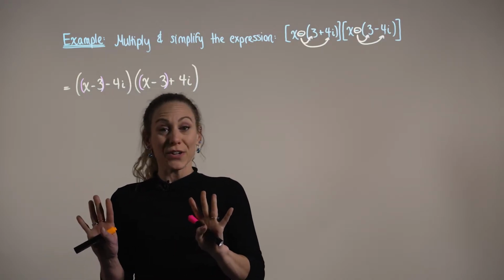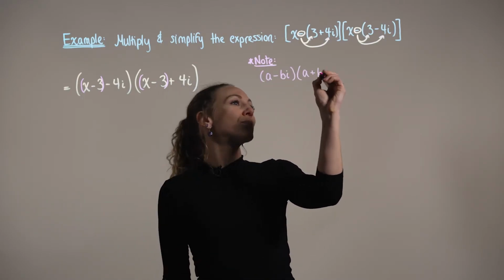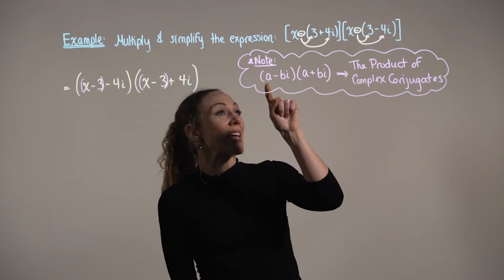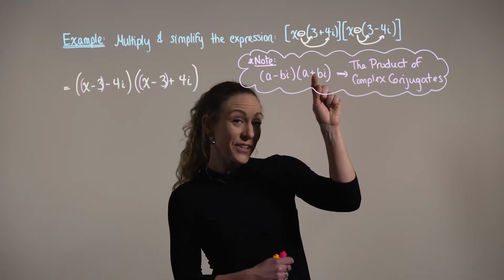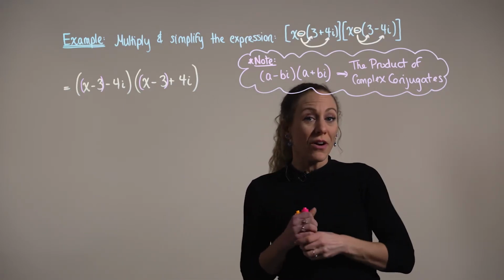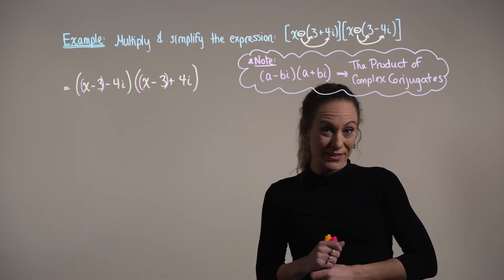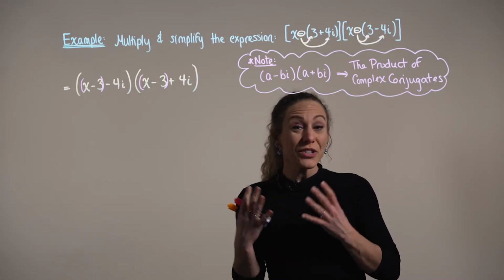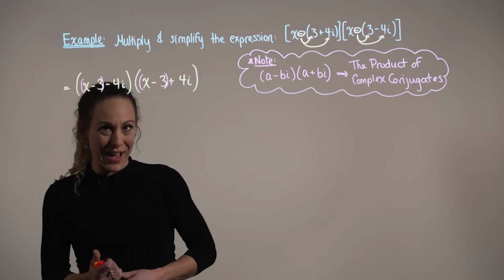Now, I want to pause for a cause here because we're observing a very unique product here. So we want to make a note that when we have a complex number, say a minus bi, multiplied by nearly the same complex number, the only difference being the sign in the middle, a plus bi, we refer to this as a product of complex conjugates. So these two binomials are complex conjugates of each other. And as we are about to see, when we multiply complex conjugates, we're actually going to produce a real number. So here we go. We're ready to start multiplying.